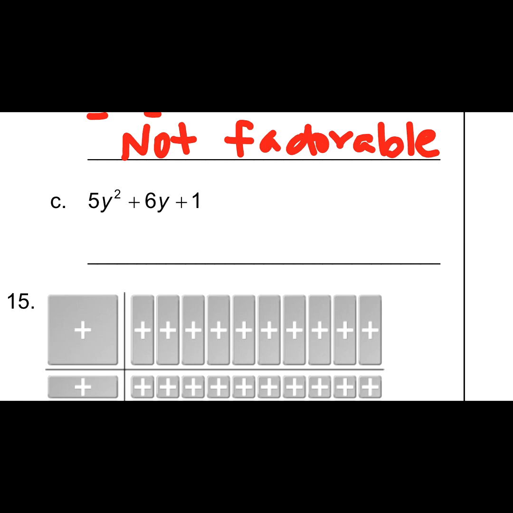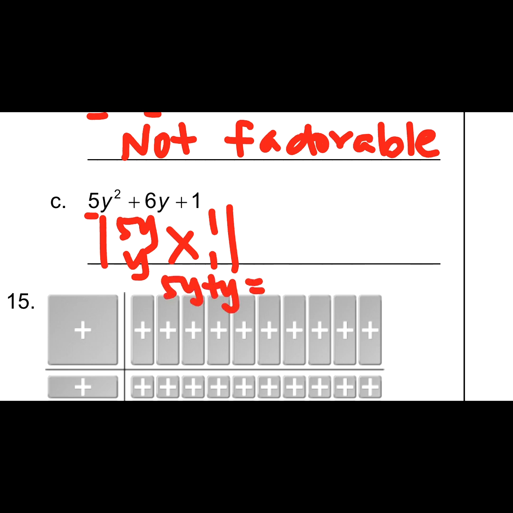And the last one here, we can try factoring using crisscross spider method because it has a number in front of the x squared. So 5y and y, 1 and 1. Let's cross multiply and see if it works out. We got 5y plus y, which gives us 6y, and that checks out to be the middle term. So we have 5y.